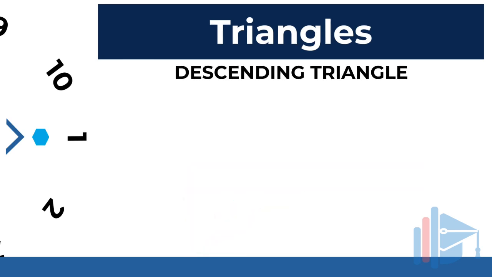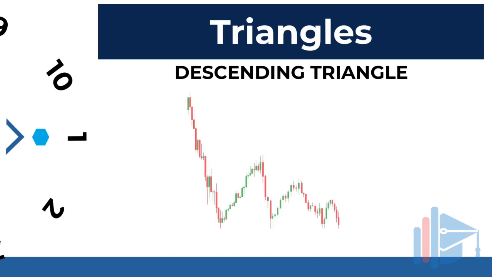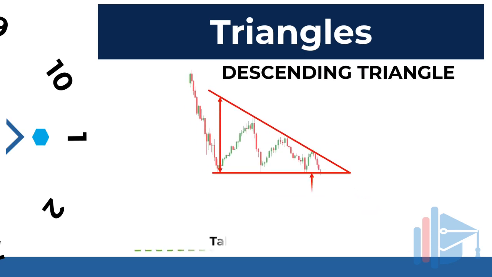A descending triangle forms when there is a series of lower highs, converging with a flat support line. This pattern indicates increasing bearish momentum, as sellers push prices lower with each rally, while buyers consistently defend a specific support level. The expectation is that the support level will eventually fail, leading to a bearish breakout. Descending triangles can act as either reversal or continuation patterns, depending on the preceding trend. However, they are generally associated with a higher probability of a bearish breakout.